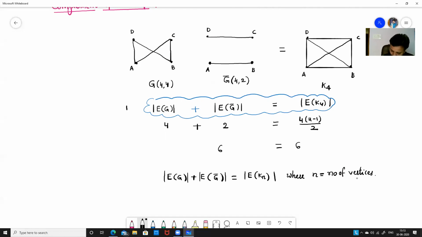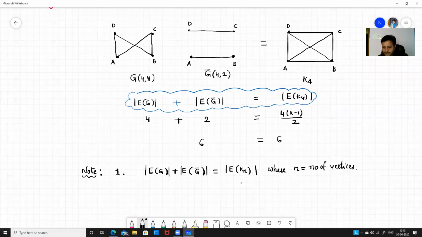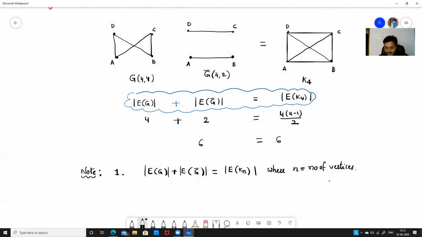I can say this is the first important point. Okay, is it clear? And the second one is also a most important point. Just observe this one. Suppose I want to ask what is the degree sequence of G in this graph.